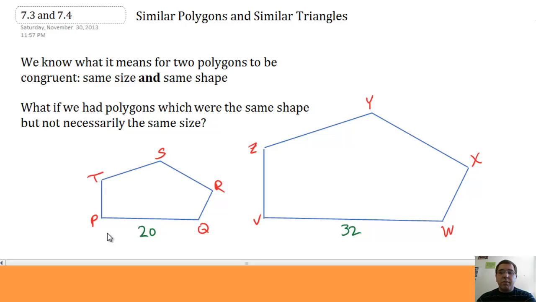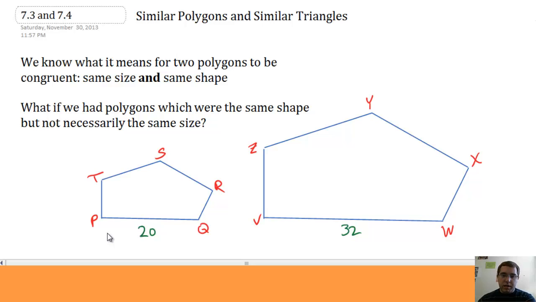This is section 7.3 and 7.4, similar polygons and similar triangles. We know what it means for two polygons to be congruent. Congruent means they have the same shape and the same size. But what if we had polygons which were the same shape but not necessarily the same size?